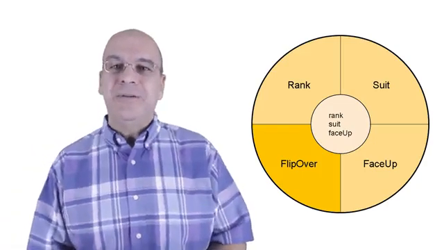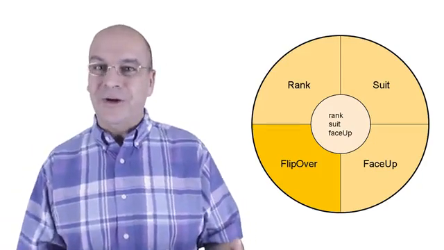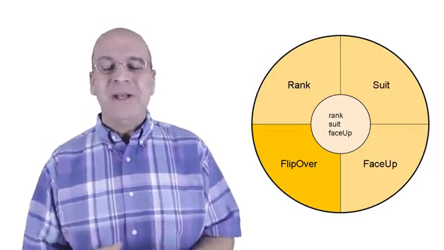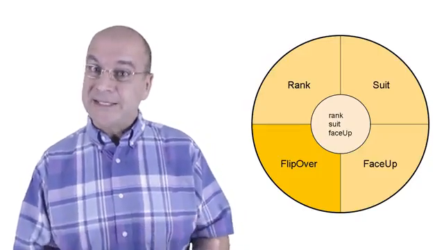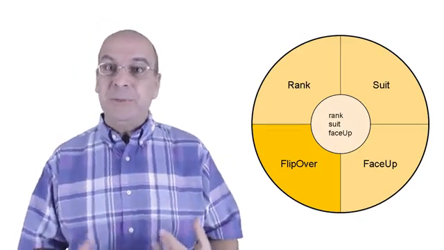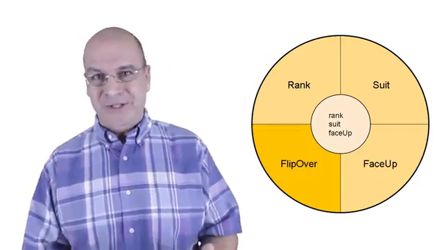And we also have the method to flip over the card. So that's behavior, right? The first three are properties, letting consumers of the class access the state. And that fourth one is a method to actually implement behavior of the playing card class.